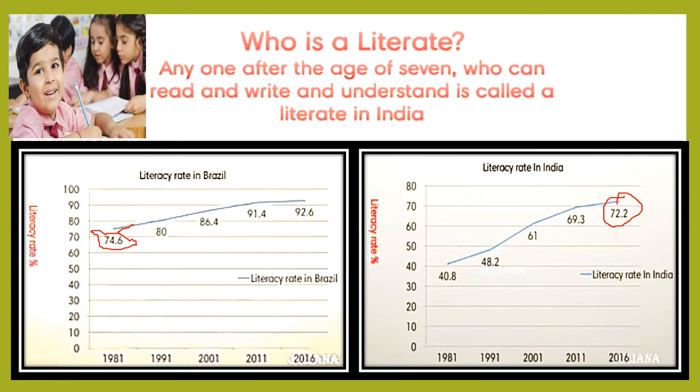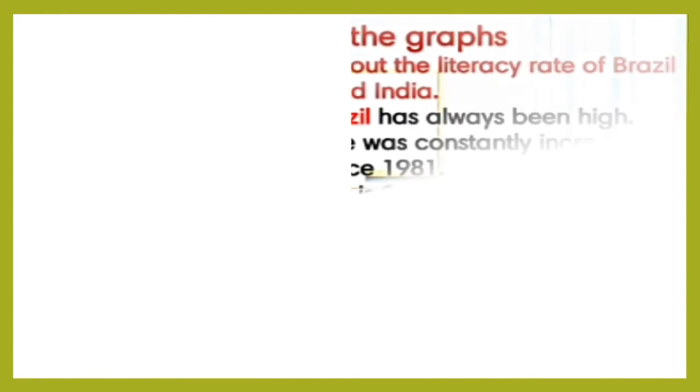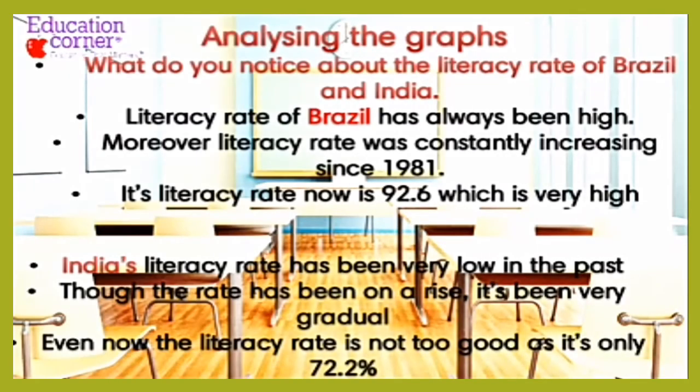So let us analyze the graph which we have studied. Children, if we analyze the graphs of both countries, what do we notice about the literacy rate of Brazil and India? The literacy rate of Brazil has always been high. Moreover, it was constantly increasing since 1981. Its literacy rate now is 92.6, which is very high. As compared to Brazil, India's literacy rate has been very low in the past. Though the rate has been on a rise, it has been very gradual.